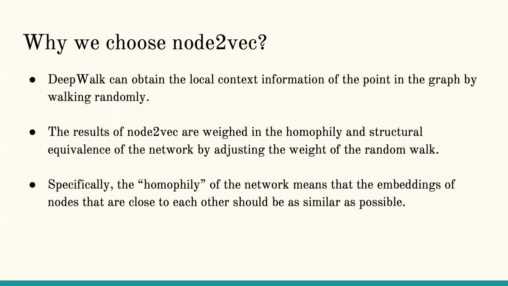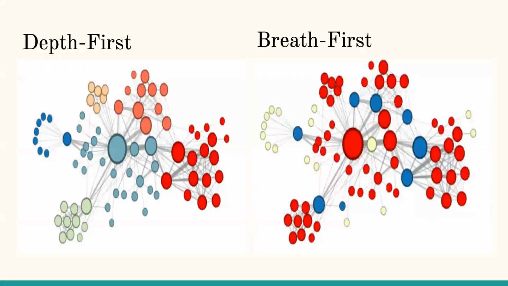Specifically, the homophily of the network means that the embeddings of nodes that are close to each other should be as similar as possible. For example, in this slide, the first picture represents depth-first search. The embedding of a disease node and its connected nodes, such as symptoms, should be close, which is why they are in the same color. So this explains the homophily. And the second picture explains BFS, which is breadth-first search.